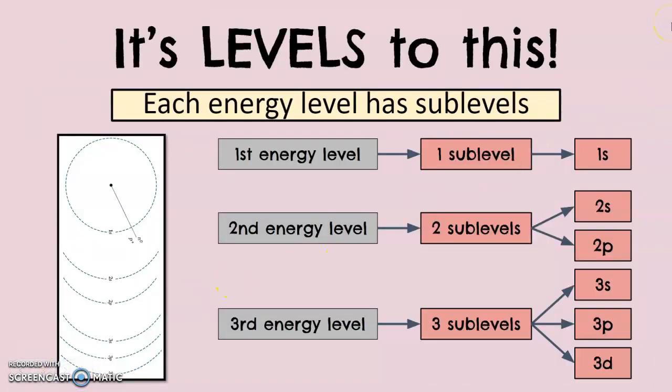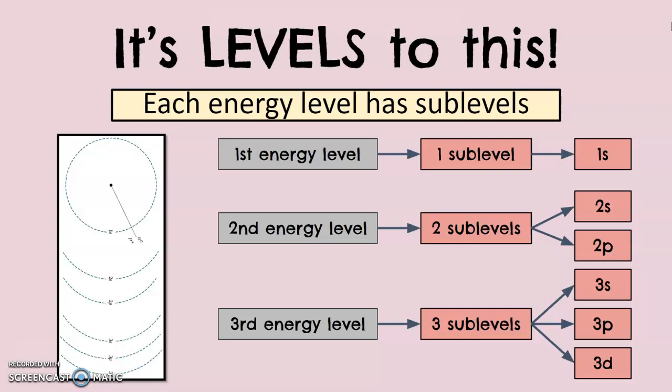So we've already talked about the energy levels in the Bohr model. Okay, we know that electrons exist in the energy levels in the rings that are around the nucleus. But each of those energy levels also has sublevels that electrons can fill. So the first energy level has one sublevel, and that sublevel is 1s. Okay, so then we just refer to that sublevel as 1s.